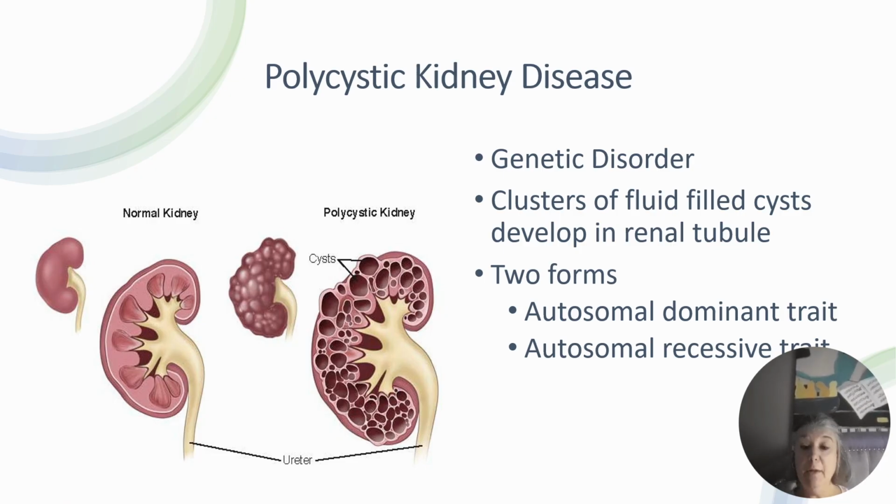All right. Polycystic kidney disease. This is a genetic disorder, all right? Genetic disorder for polycystic kidney disease. The problem is you end up with these fluid-filled cysts in the renal tubules. So autosomal dominant is the most common, and this does not hit people till they're like age 30. And then we have autosomal recessive, and this means that at birth, these cysts are present.